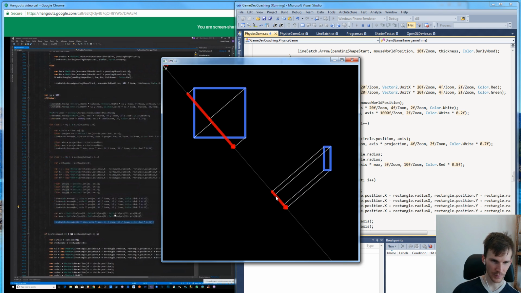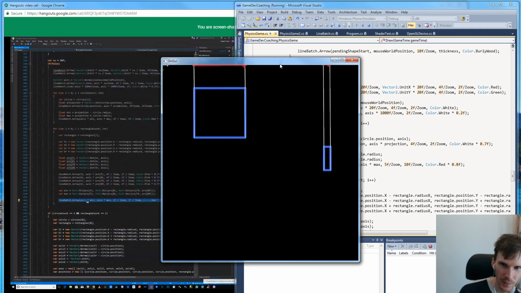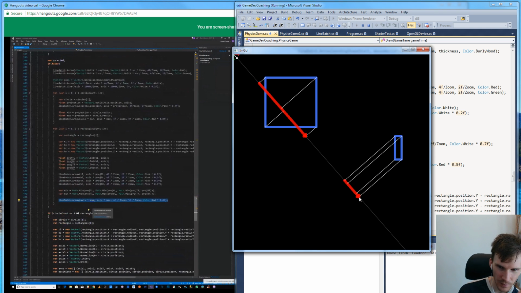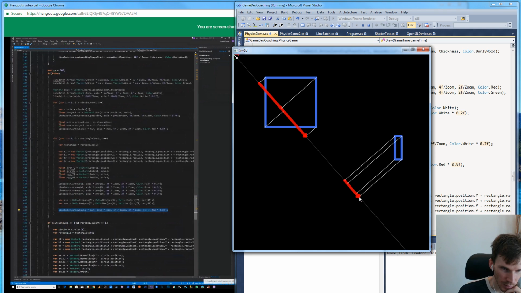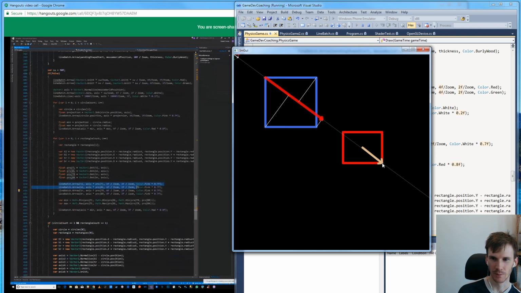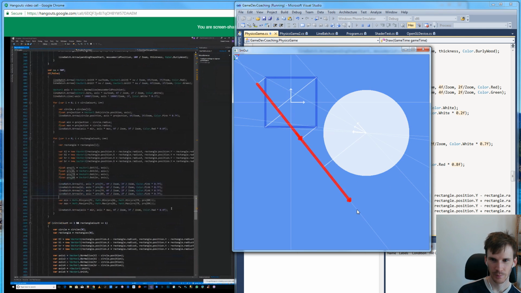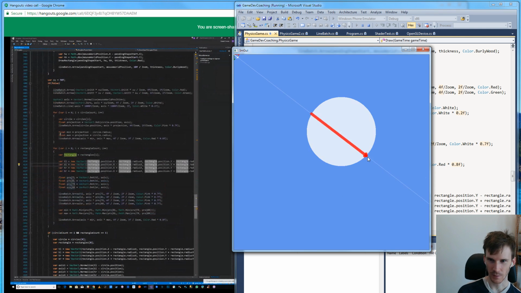Well, okay, we'll look at my code. Yeah. This is the obviously red, so this is the red arrow for an arbitrary number of rectangles. So yeah, that's the red arrow. Okay. And these are the projections of the rectangle.